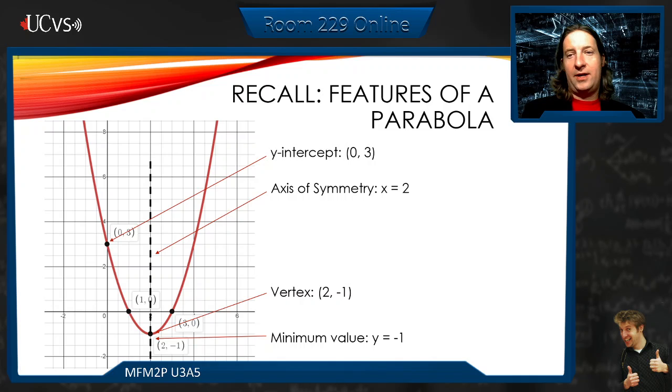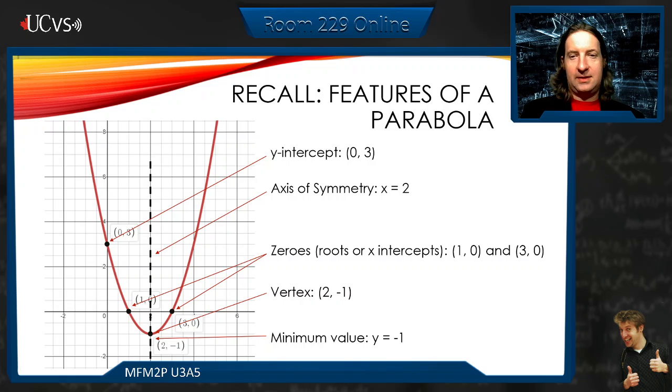And then we have our y-intercept, where the line hits the y-axis, and our x-intercepts, where the line hits the x-axis. And notice that there are two. Because the curve turns around, we have two places where the line hits the x-axis. In this case, it was 1 and 3.